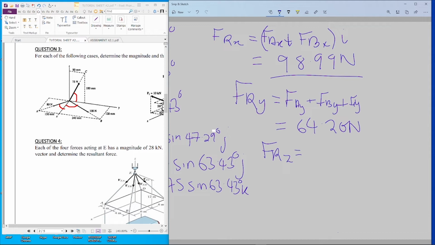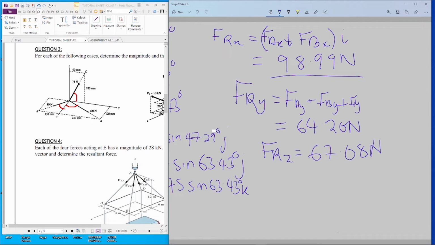FRZ is equal to, again you add, in this case you have only one component, the z, and that is FC sine 63.43, and that should give you 67.08 newtons.